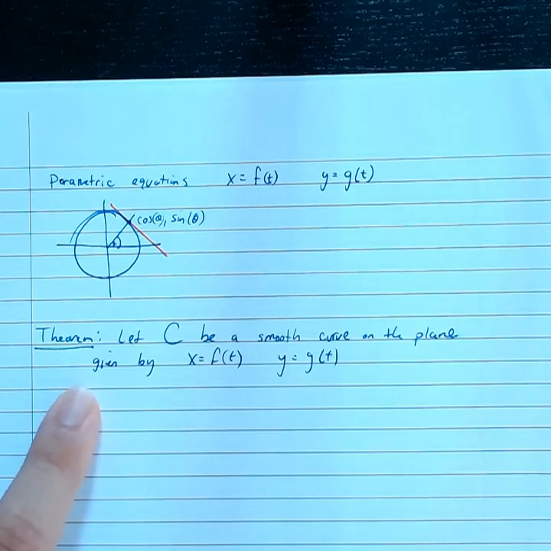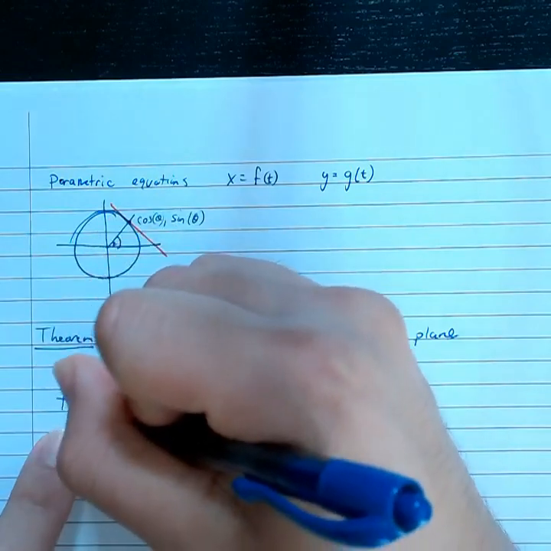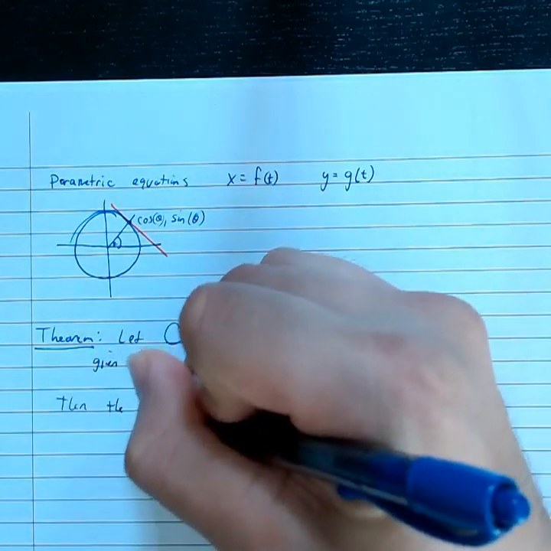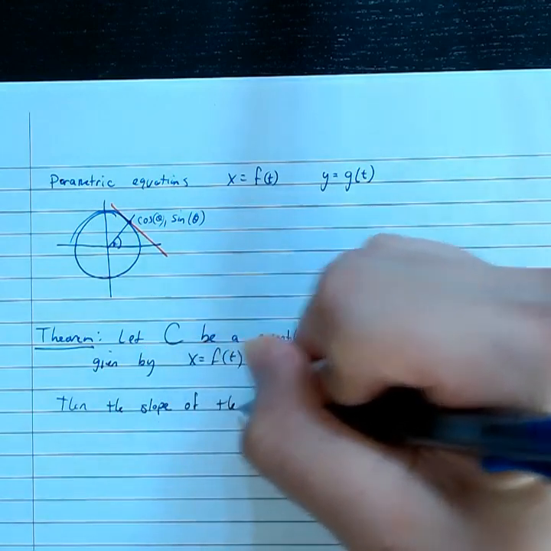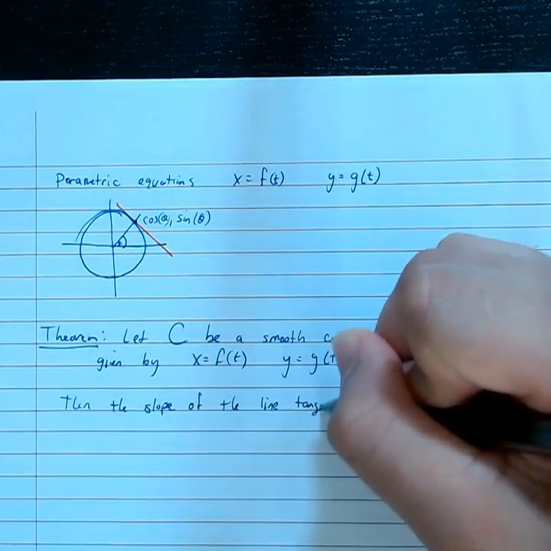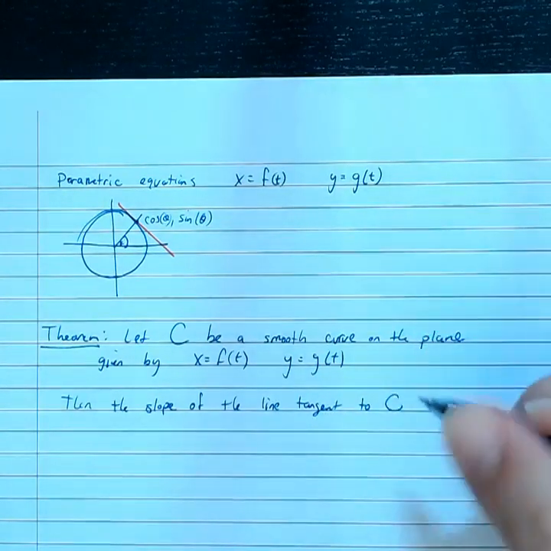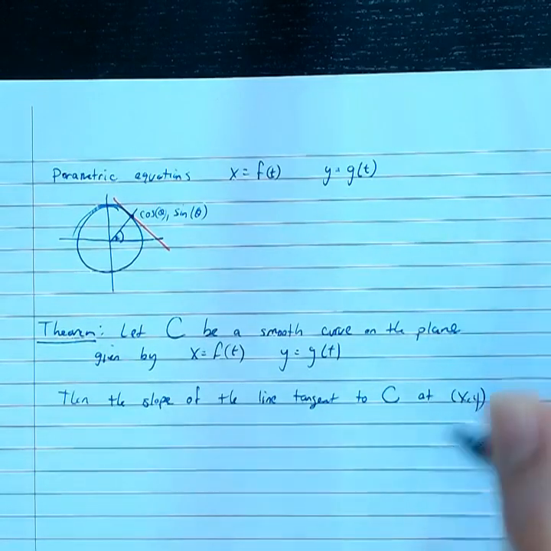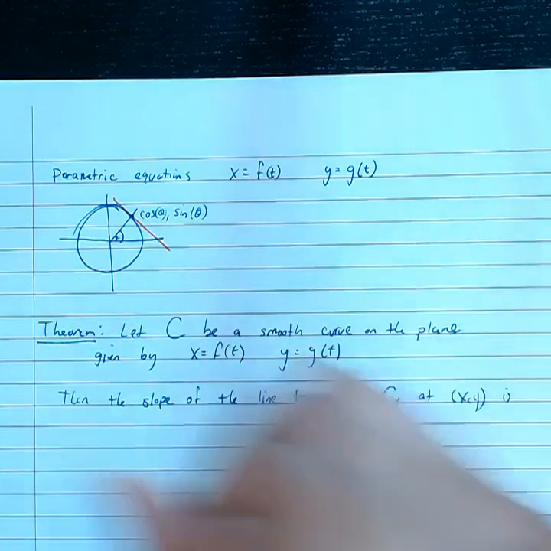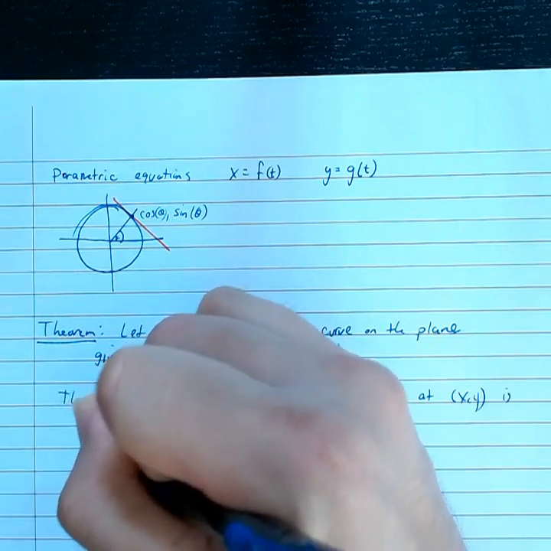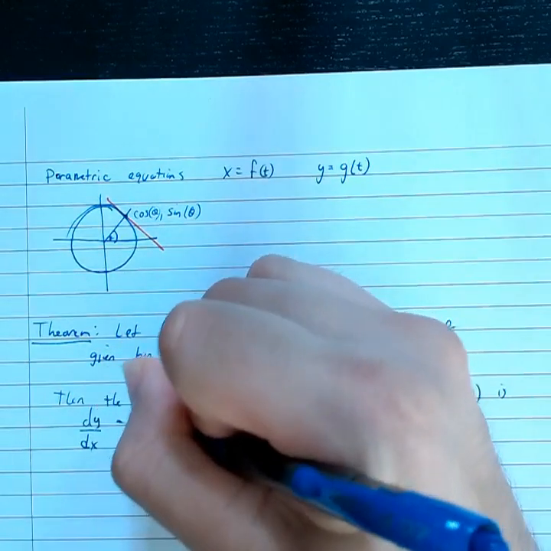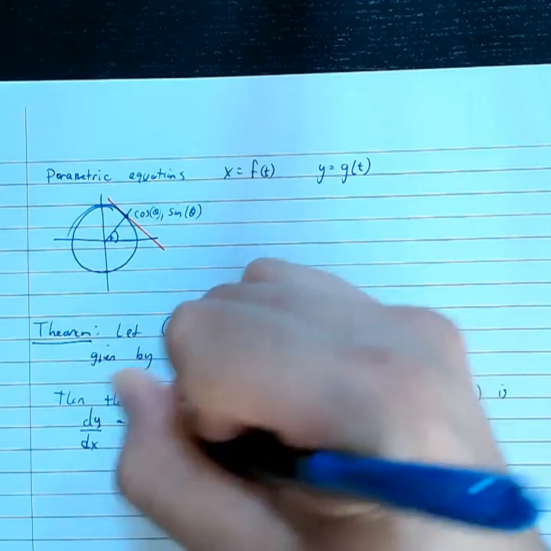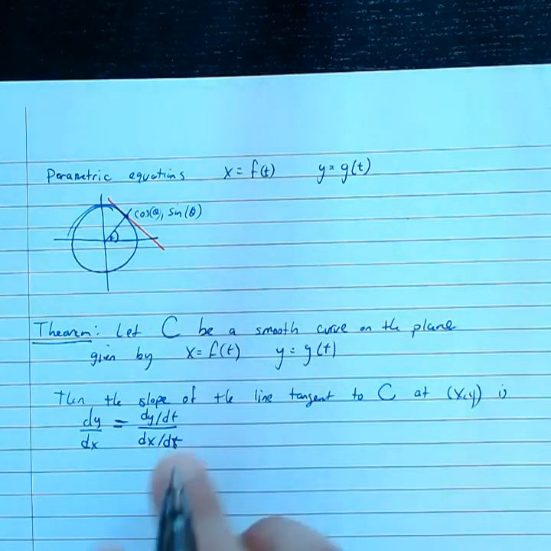Then the slope of the line that is tangent to C at a point x, y is given by the traditional notation dy/dx, which is going to be given by dy/dt divided by dx/dt, provided that that denominator is not equal to 0.